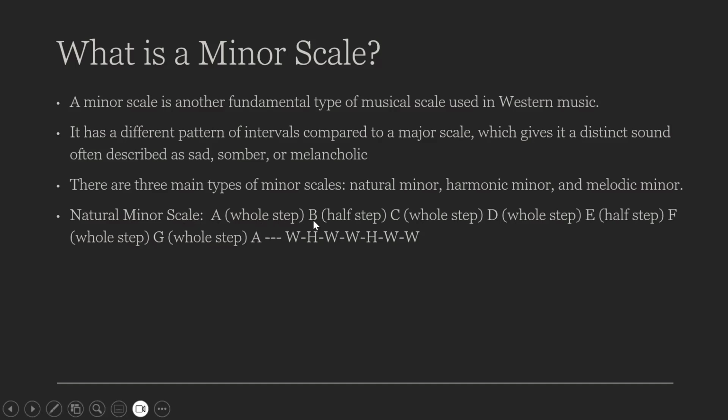So from A to B, we have what? A tone. B to C, a semitone. C to D, a tone. D to E, a tone. E to F, a semitone. F to G, a tone, G to A, a tone. So if you see W, H, W, W, H, W, W, it stands for tone, semitone, tone, tone, semitone, tone, tone. That's what it means.